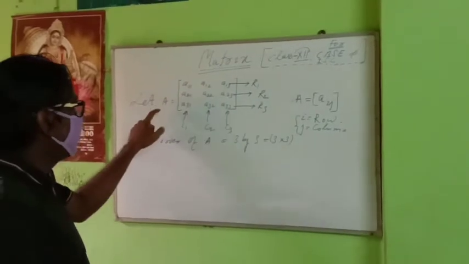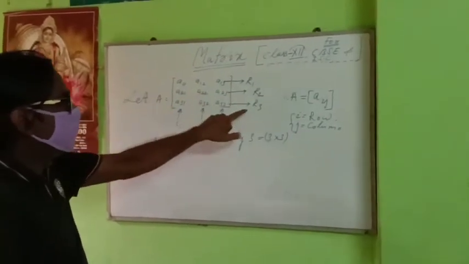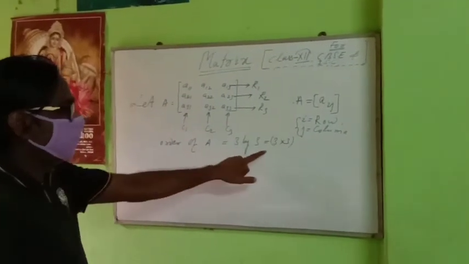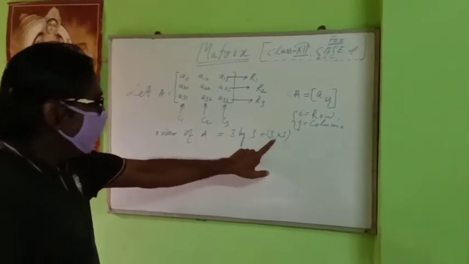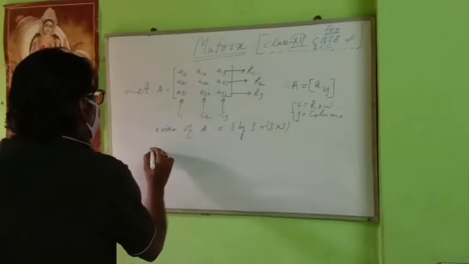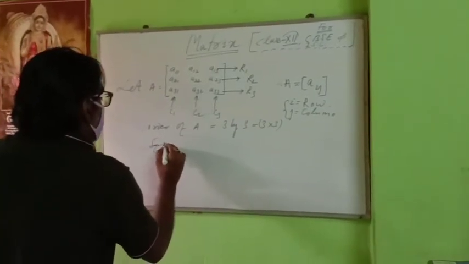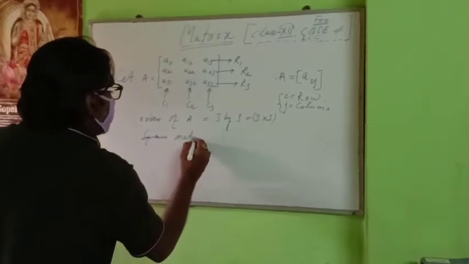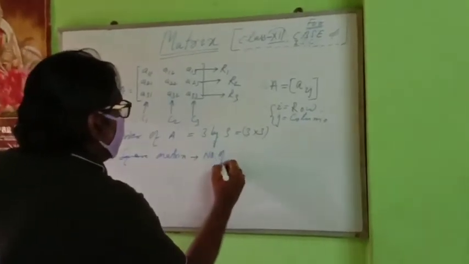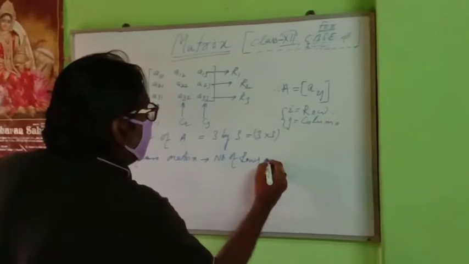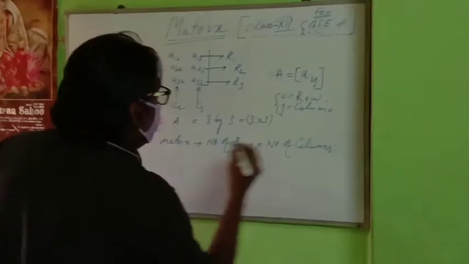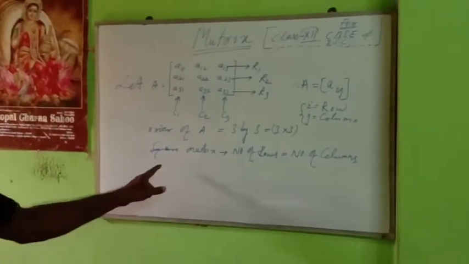Therefore, this matrix consists of 3 rows and 3 columns. First write rows, then columns. The order of the matrix will be 3 by 3. If rows and columns are equal, then it is called a square matrix. In a square matrix, the number of rows should be equal to the number of columns.